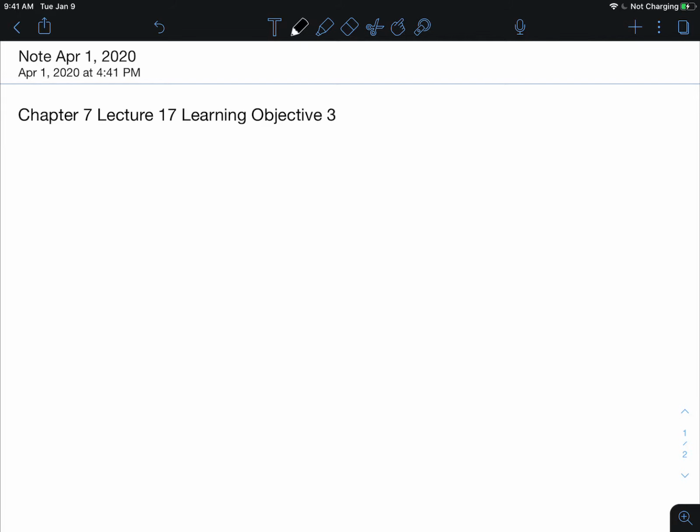Hello. In today's video, we're going to be looking at Lecture 17, Learning Objective number 3. So we're going to be looking at the sizes of our atoms and our ions. When we talk about atomic size, we're talking about the radius of that atom.